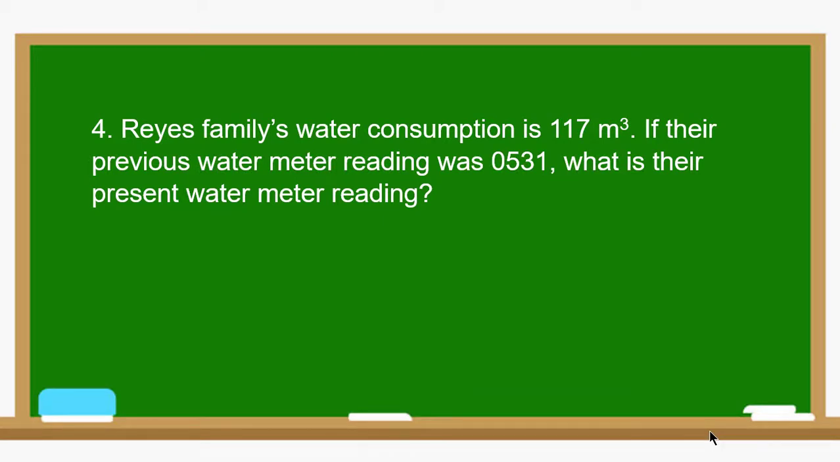Number 4. Reyes family's water consumption is 117 cubic meters. If their previous water meter reading was 531, what is their present water meter reading? The correct answer is 648 cubic meters.